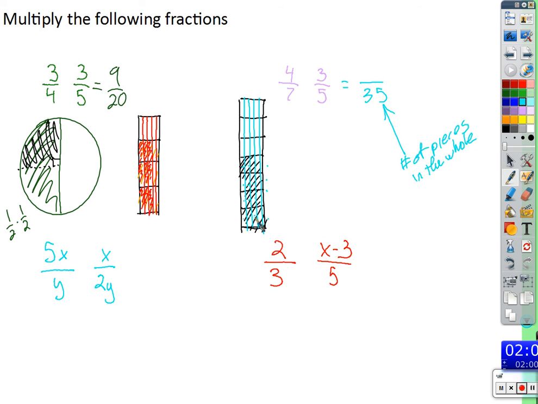Yeah. So how many of those 35ths do we have? Well, there's four of these. We're counting up three of them. So we have 3 times 4, 12 of them. 12 pieces that are the size of a 35th, where 35 of them add up to make the whole. So we have 12 35ths. Then you can simplify it. Then we can simplify that? To what?